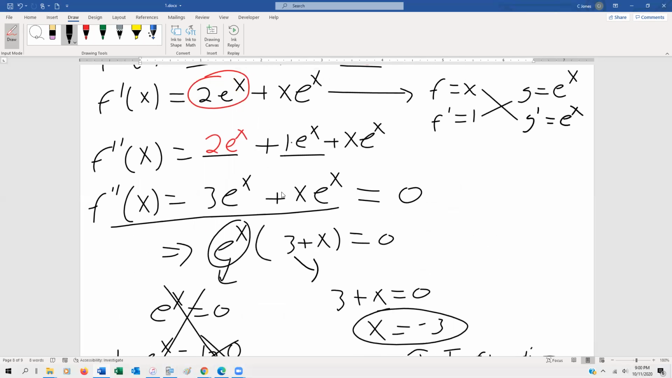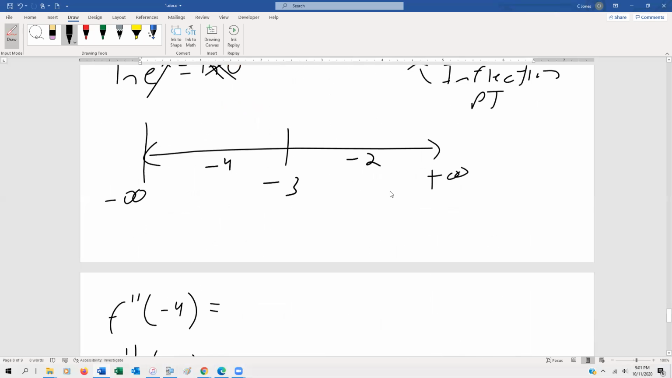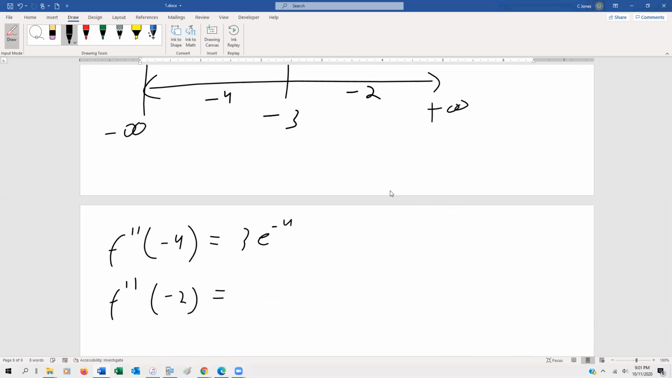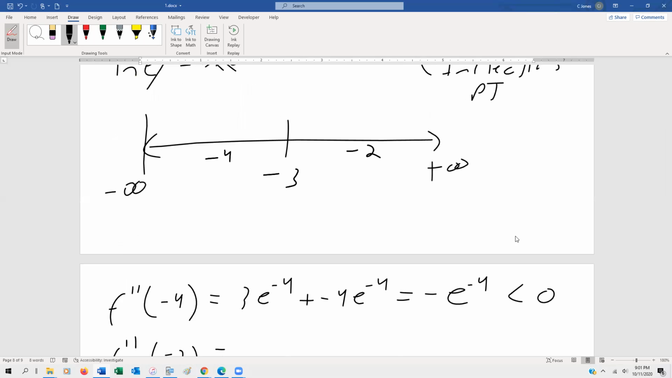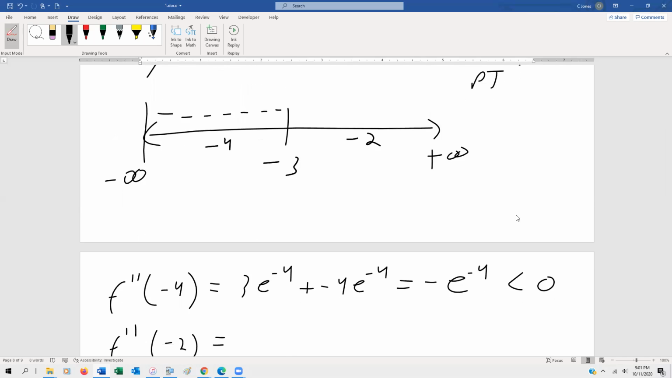Over here, we have 3e to the x plus x e to the x. That might be the easiest one we have. So that's going to be 3e to the minus 4 plus negative 4e to the minus 4, which is equal to the opposite of e to the minus 4. We don't know what that number is unless we use our calculator, but I've stressed it a few times and I'll stress it one more time: we don't care about the actual number, we care about the sign. Notice this is clearly less than 0, so the function is concave down. What about negative 2?